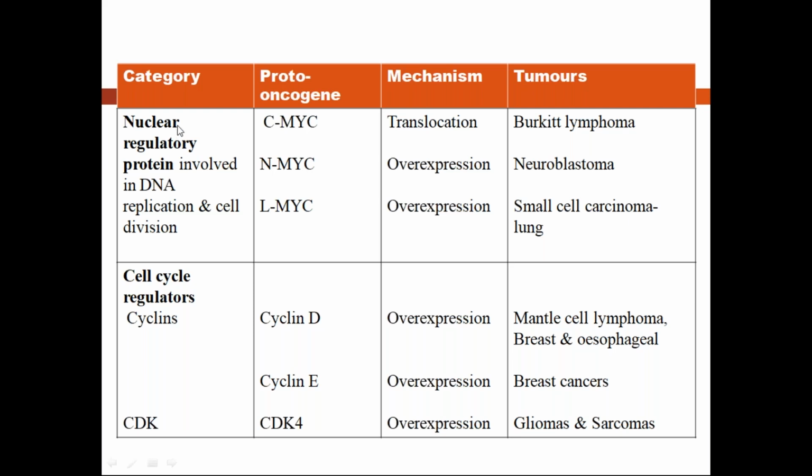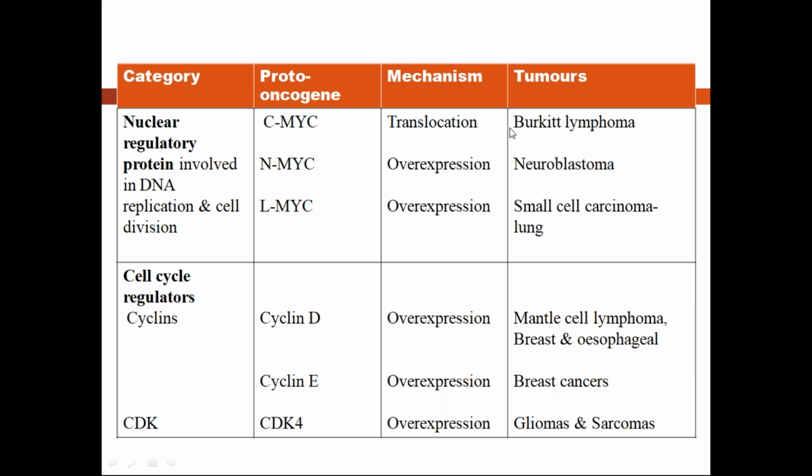Now you have finished with growth factor receptors and signal transducing proteins. Next, coming to nuclear regulatory proteins, which are involved in DNA replication and cell division. I told you about the MYC gene. You can see there is either overexpression or translocation. That mechanism you need not specifically remember; in general, just remember overexpression or translocation or point mutation. That's enough. Here, c-MYC in Burkitt's lymphoma.